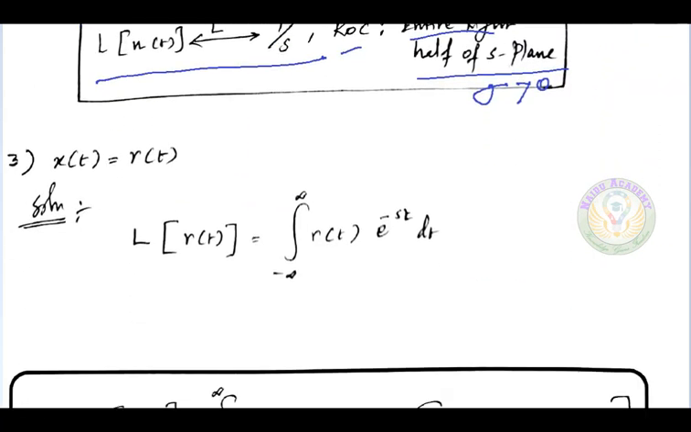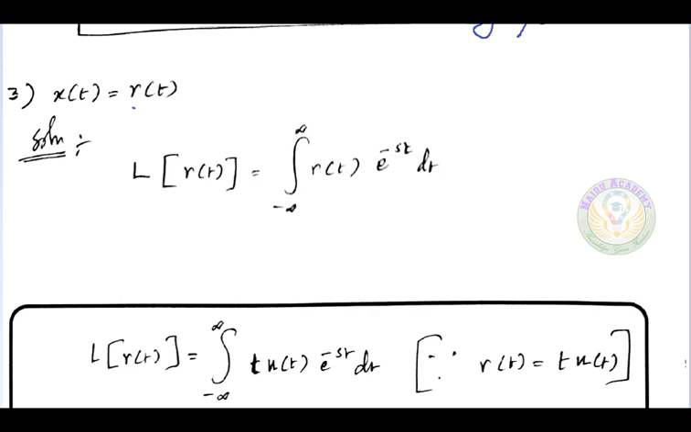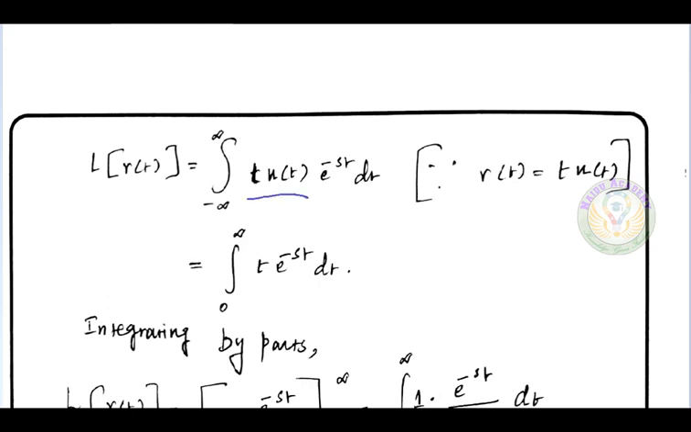Okay. Next standard signal is the ramp signal. So the ramp signal can be written as t into u of t. Instead of the ramp signal, we are going to substitute t into u of t. Here we know very well that u of t is 1 for t greater than or equal to 0, and 0 otherwise, or you can say for t less than 0. So naturally the limit becomes 0 to infinity.